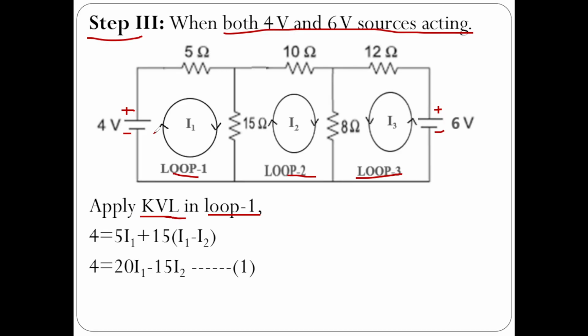4 is equal to 5 into I1 plus 15 is between loop 1 and loop 2, and if you observe, the current direction this side is downward and current direction this side is upward. Therefore both are opposite. Therefore 15 into, since we are in loop 1, I1 minus I2, and if you simplify, you will get 4 equal to 20 I1 minus 15 I2.